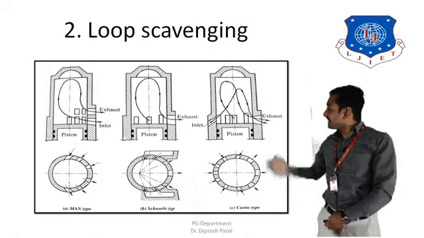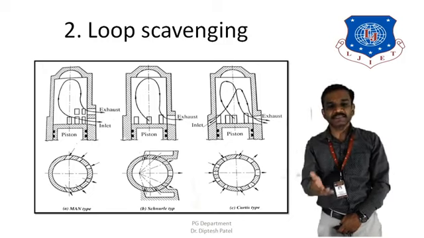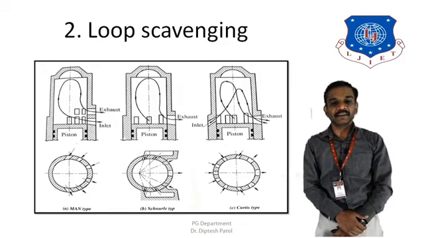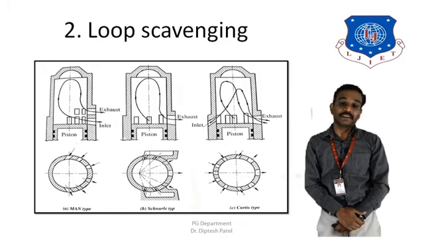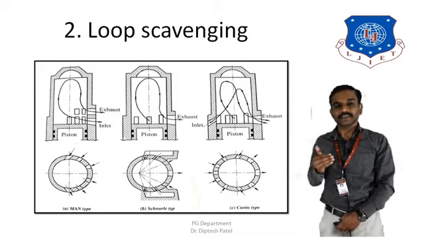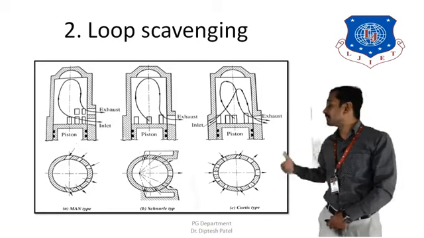Then the second one is the loop scavenging process. Now the loop scavenging process can also be further classified into various categories, such as MAN type, Scannell type, or the Curtis type. So it has different sub-classifications of the loop scavenging process, which we are going to see one by one.